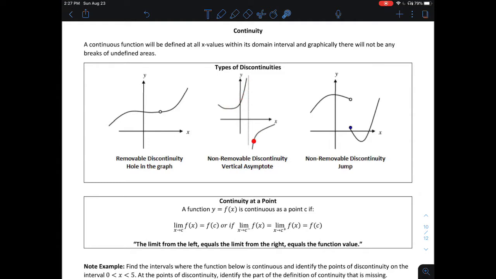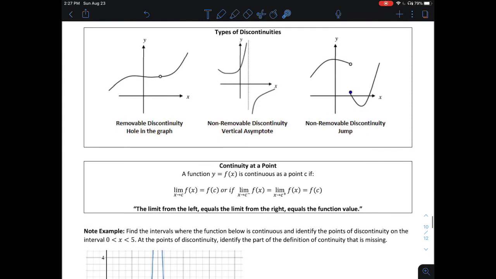You have a vertical asymptote, which means the graph will show unbounded behavior at that x value, and a non-removable discontinuity of a jump, where the function is continuous everywhere else, but at that x value, you have a gap in two different y values, so the limit does not exist.